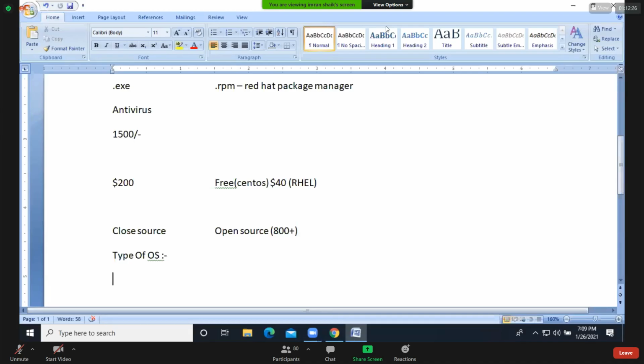But we have a difference between Ubuntu and Amazon Linux. Ubuntu belongs to the Debian family. So we have two types of families. One is the Red Hat family, the other one is the Debian family. Ubuntu belongs to Debian. So that's the type of operating system.